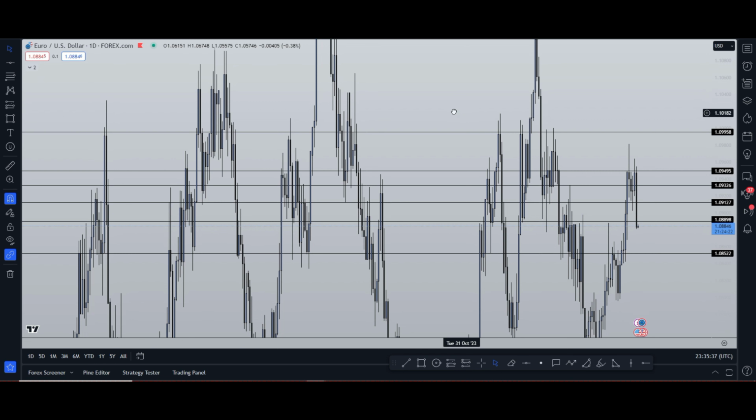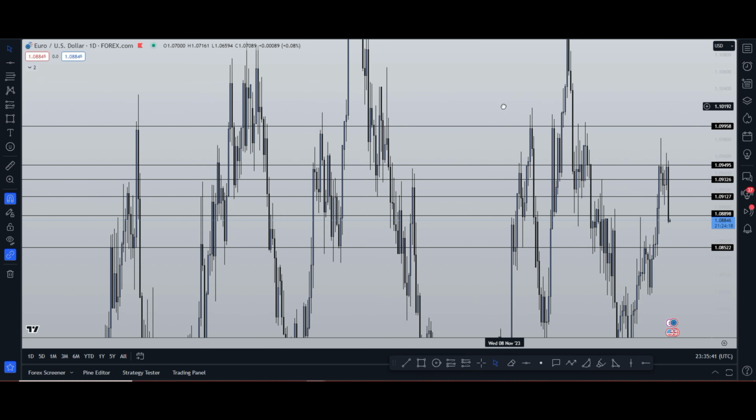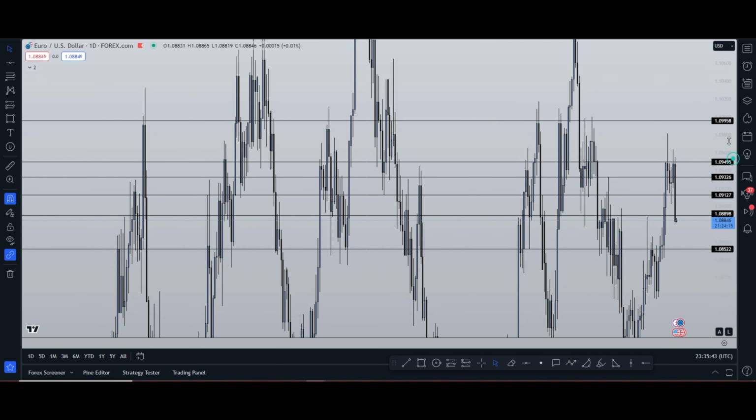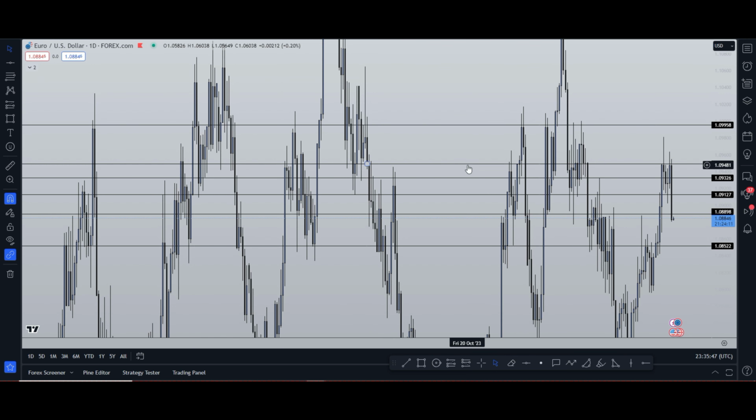I'm going to be drawing as many examples as I possibly can for the break and retest strategy on EURUSD. Now you're probably thinking straight away, what a mess. I've drawn daily levels and I've drawn 4-hour levels.